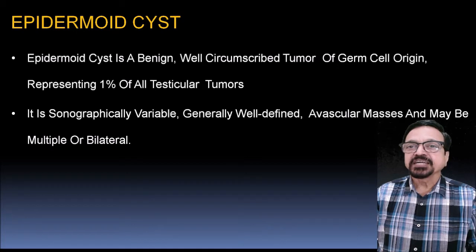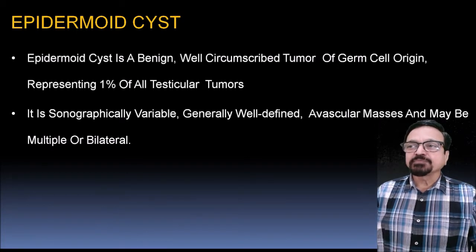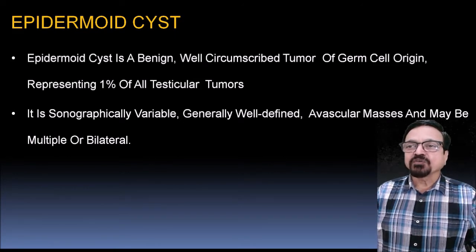Epidermoid cyst. Epidermoid cyst is a benign, well-circumscribed tumor of germ cell origin representing 1% of all testicular tumors. It is sonographically variable, generally a well-defined, avascular mass, and may be multiple or bilateral.